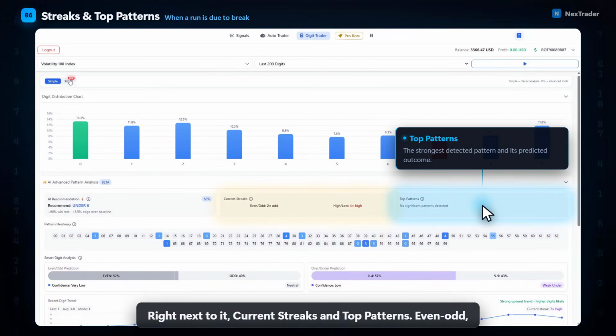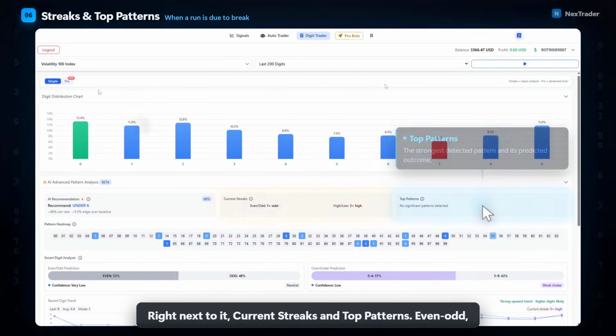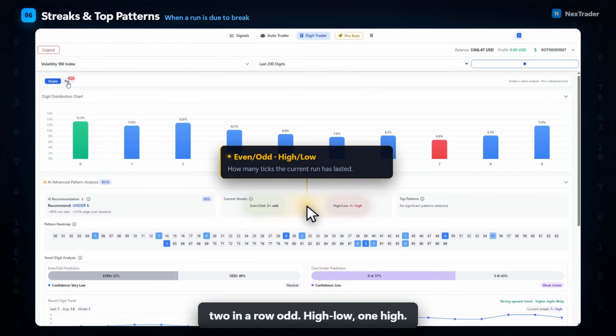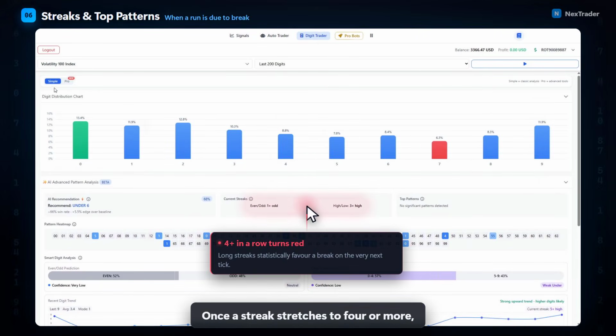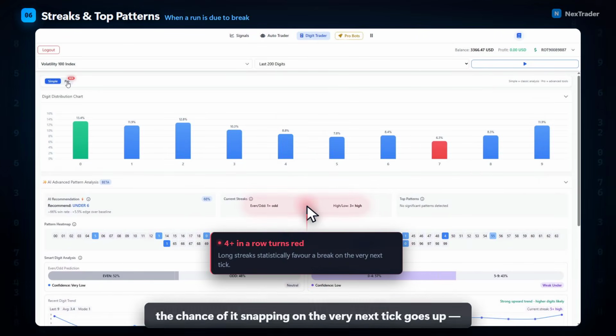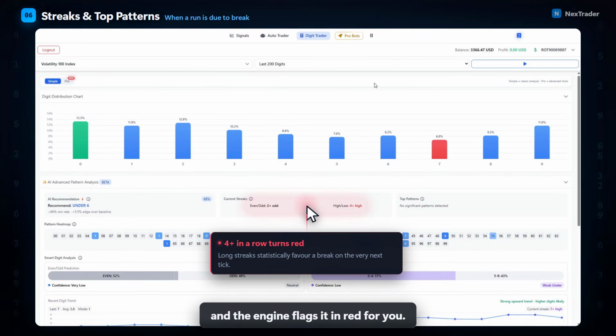Right next to it, current streaks and top patterns. Even odd, 2 in a row odd. High low, 1 high. Once a streak stretches to 4 or more, the chance of it snapping on the very next tick goes up. And the engine flags it in red for you.